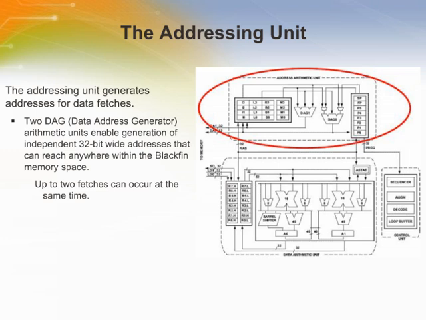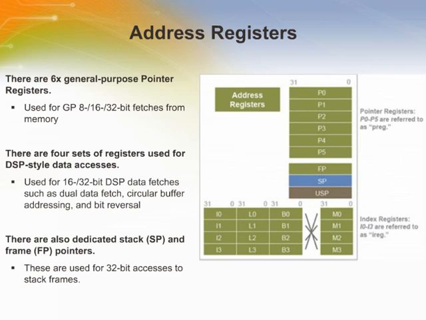The addressing unit is responsible for generating addresses for data fetches. There are 2 DAGs, or Data Address Generator Arithmetic Units, which enable generation of independent 32-bit addresses. 32 bits allows us to reach anywhere within the Blackfin's memory space, internally or externally. The other thing to make note of is it can generate up to 2 addresses or perform up to 2 fetches at the same time.